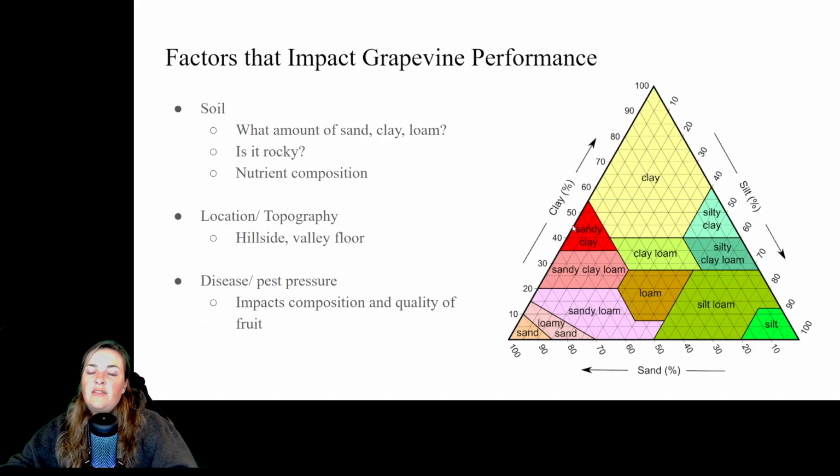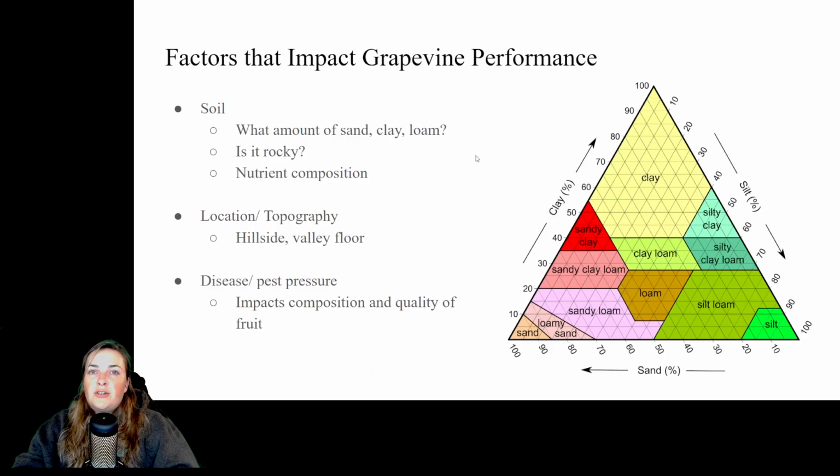Different percentages of these things come together, and if you follow this triangle, you can discover what your percentage is, right? So the soil impacts your grapevine performance depending on what type of soil you have. If it's rocky, the nutrient composition of the soil, the porosity, is it super compacted? The location or topography will impact the grapevine performance. Is it a hillside, a valley floor? Are you trying to plant next to a golf course that gets too much water, right?